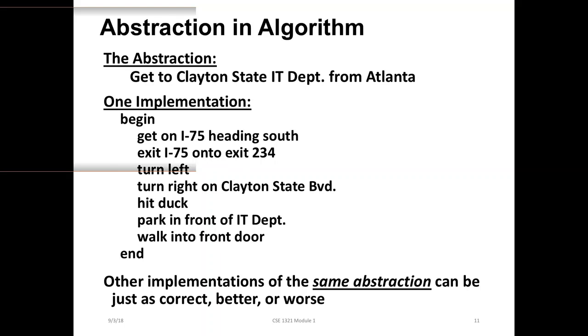Then one implementation of this abstraction is that you will begin and start some steps, right? Following the steps: get on I-75, then take exit 234, and turn left, go there, go there, go there.